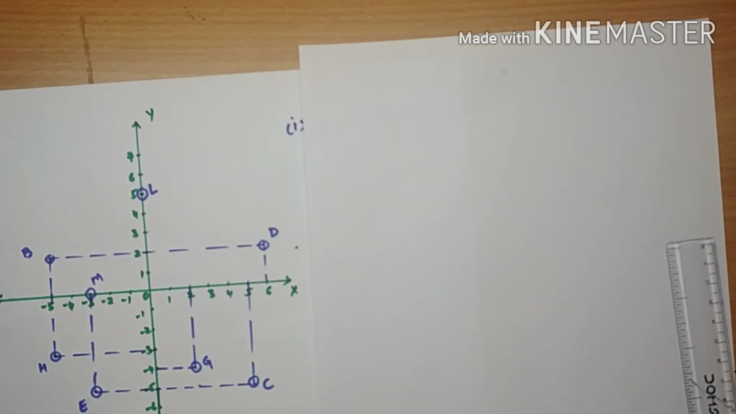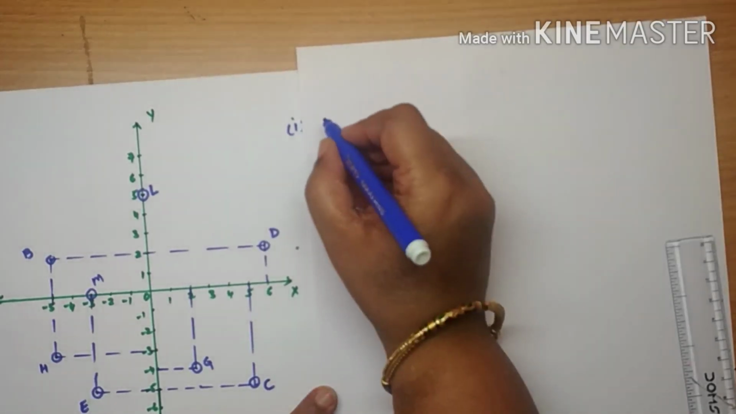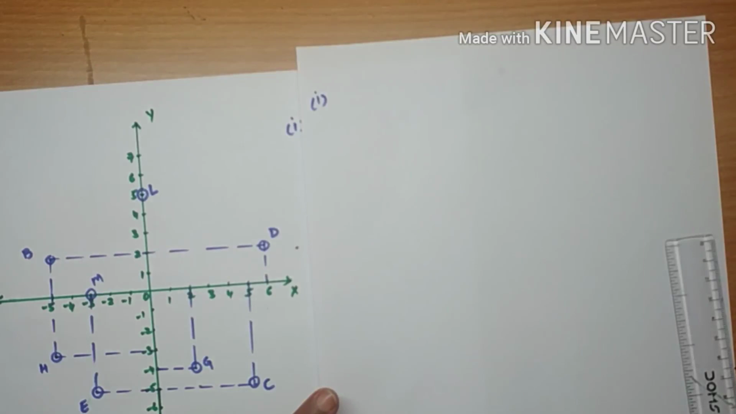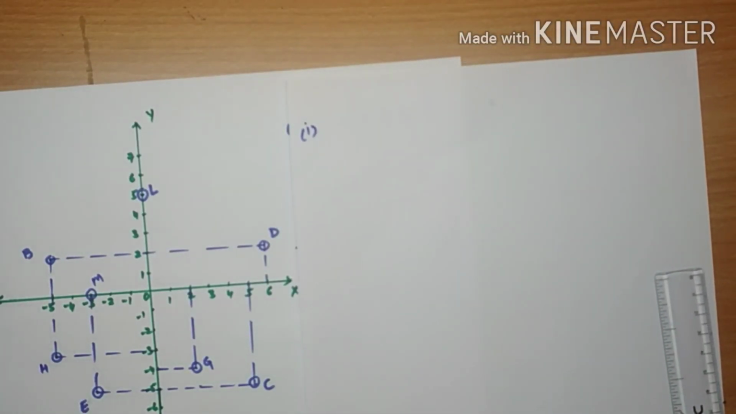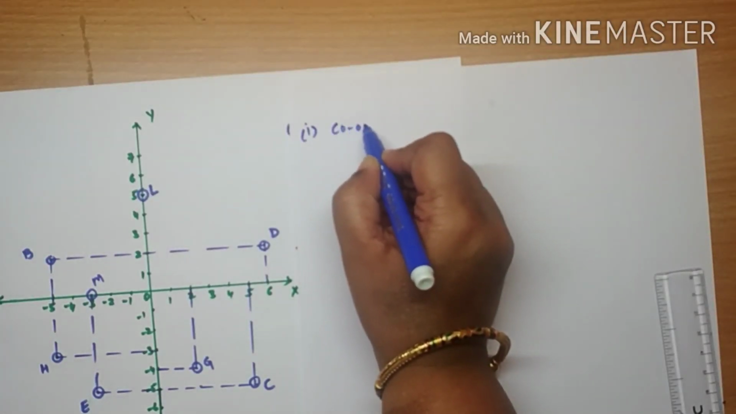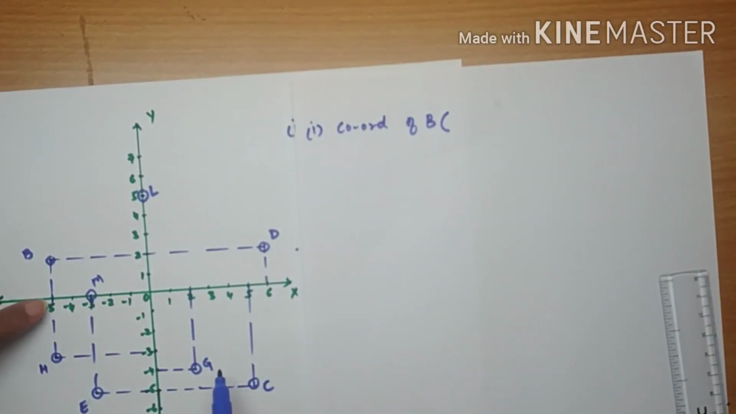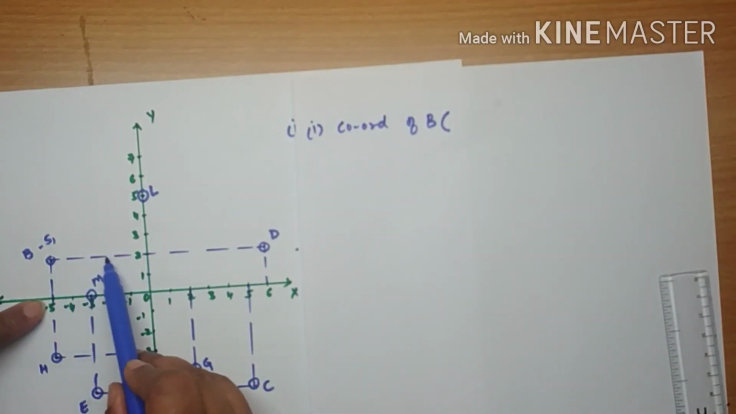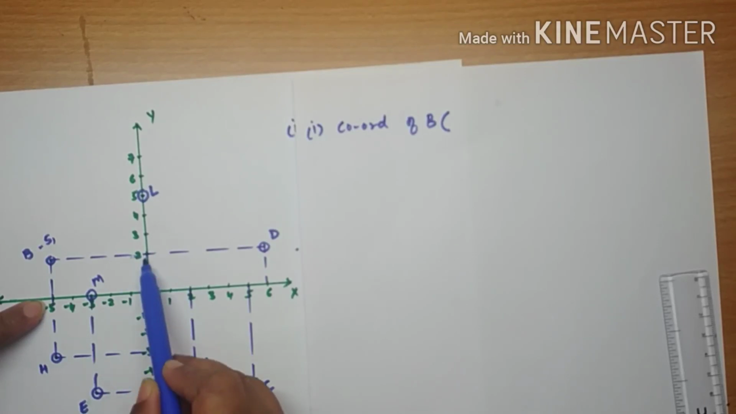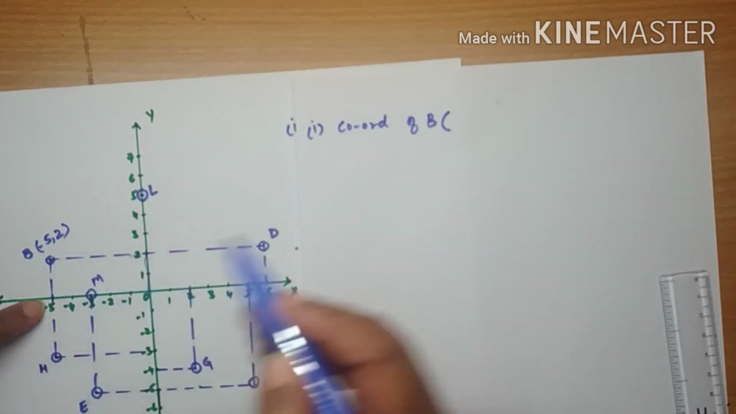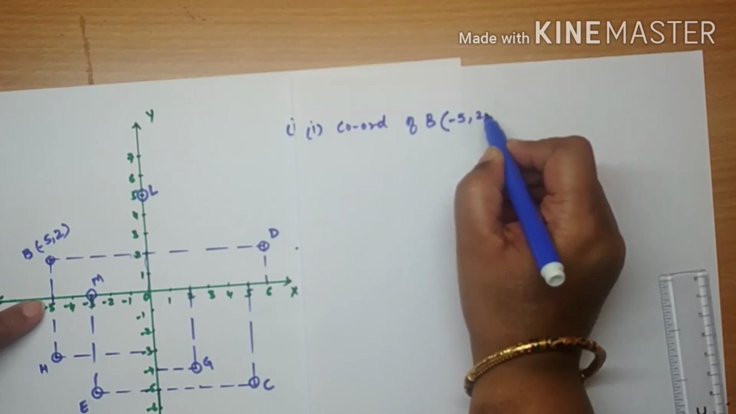The figure is given, and he asks us to read from the figure, first part, the coordinates of B. So let us read the coordinates of B. We know the coordinates of any point are given by writing first the x coordinate. So what is the x coordinate of B? X is -5, right? And y coordinate, read the y coordinate. This is y, this is 2. So the coordinates of B are -5 and 2.